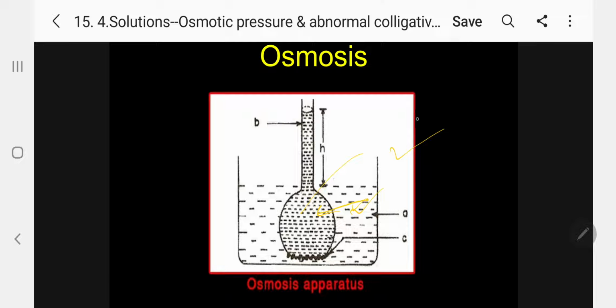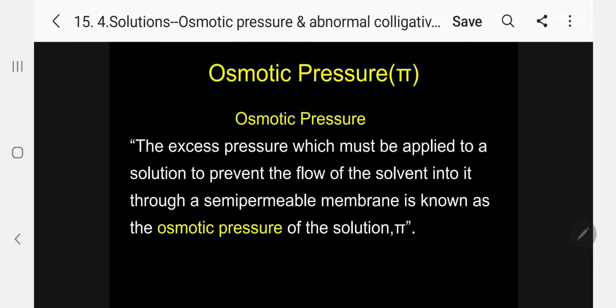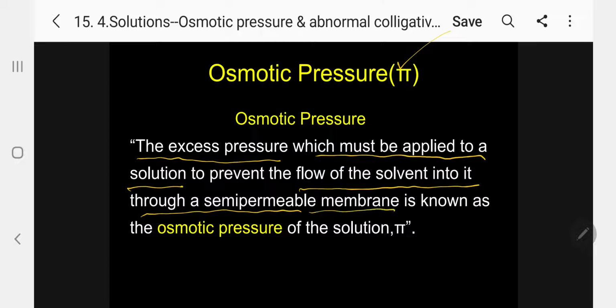Now, what is osmotic pressure? Usually indicated by pi. The excess pressure which must be applied to a solution to prevent the flow of solvent into it through a semi-permeable membrane is known as osmotic pressure of the solution, usually indicated by pi. Kindly follow.